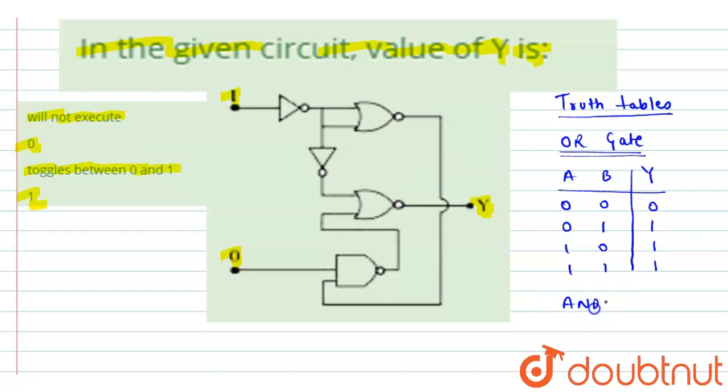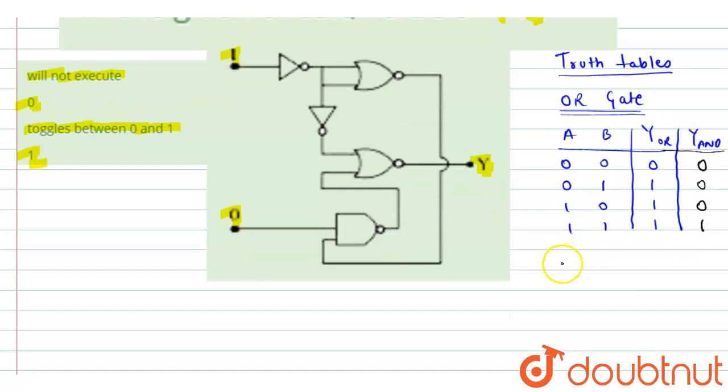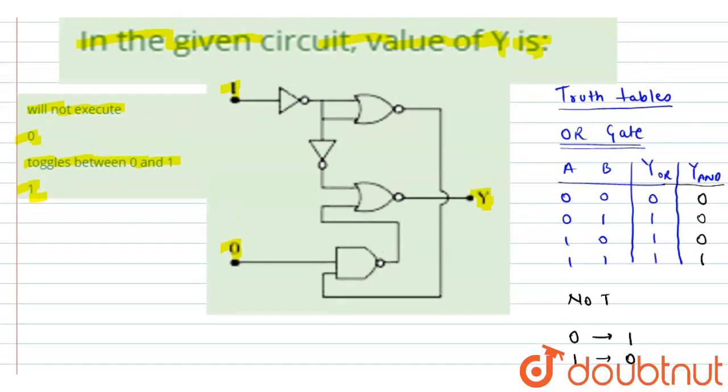Next we have the AND gate. Let me write it here only. This is Y for OR, and this is Y for the AND gate. For the AND gate, if both inputs are 0, we get a 0. If even a single input is 0, we get a 0. When both inputs are high, we get a 1. And the NOT gate is very simple: if the input is 0, we get a 1 as output, and if the input is 1, we get a 0. Now let's solve the circuit.